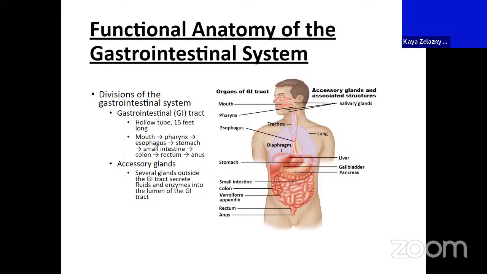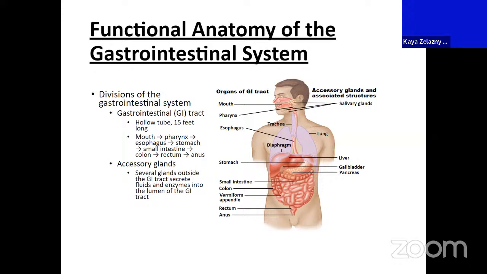So the small intestine's small because it's thin, not because it's short, right? So our thinner tube there, we're going to move through the duodenum, the jejunum, and the ileum, the small intestine. Then we're moving to the large intestine, so our colon. We have an ascending, transverse, and descending colon. Then into the sigmoid colon, then the rectum, and out the anus as we're excreting, right? So basically pooping, right? Okay.